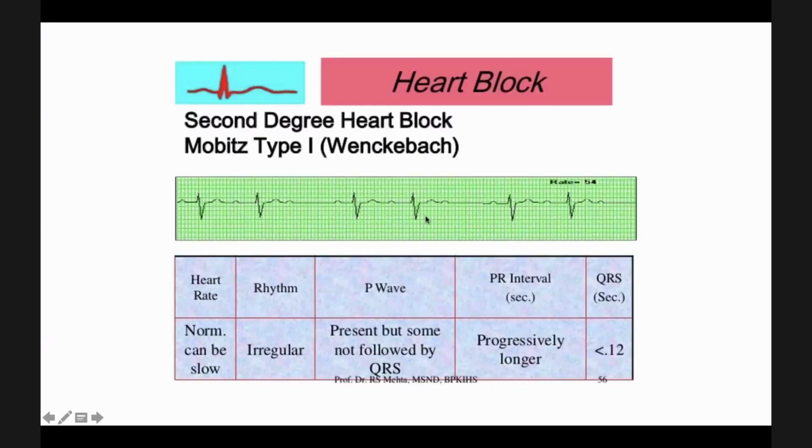So this is the Wenckebach ECG. You can see that the PR is getting prolonged, and after that there's a drop. Again, you can see the PR interval is getting prolonged, and there's again the drop of a QRS. Like that, this is the Wenckebach.